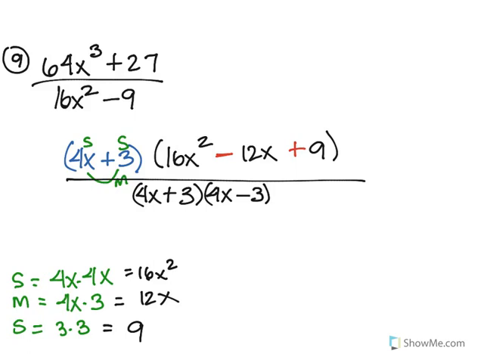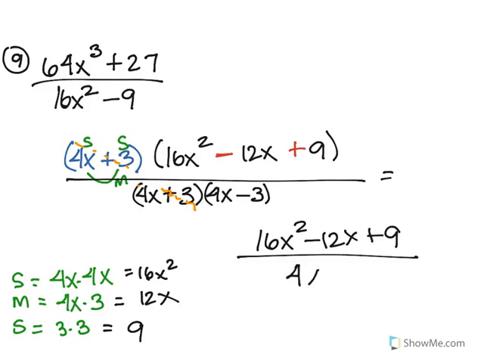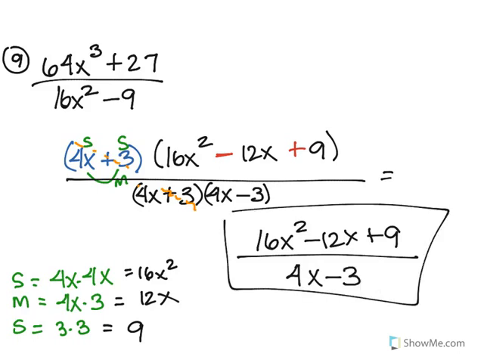Now, this is the concept for this chapter. Who cancels? The 4x plus 3. That's who cancels. So your answer is 16x squared minus 12x plus 9 over 4x what? Minus 3. Do y'all see that? Questions?